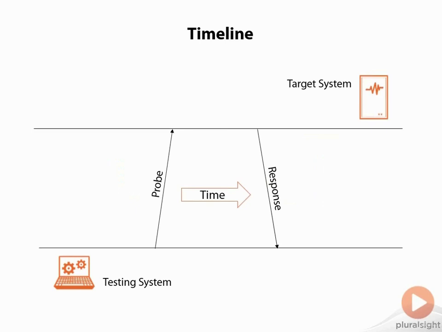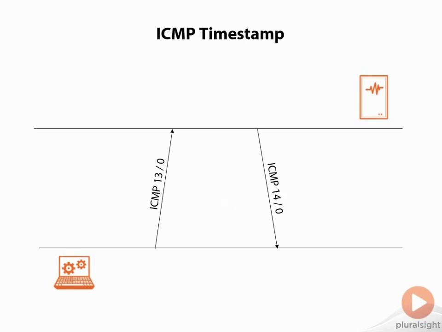Here we have the same components as in the previous diagram: the testing laptop and the target server. The upper and lower lines represent each system, and time progresses from left to right. So using the same timestamp example, our timeline would look like this. The testing system sends the timestamp request using type 13 and code 0 to the target, which replies with a timestamp reply using type 14 and code 0.